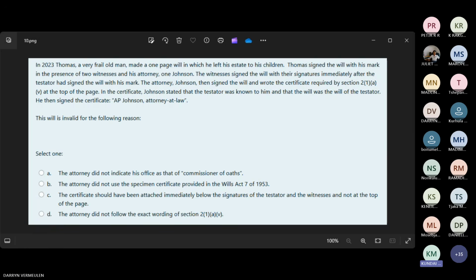I'm going to go with option A. Why do I go with option A? It's because Thomas signed the will with a mark. He used a mark. And the only time a certificate required by section 2(1)(a)(v) is needed is when a mark is used to sign the will by the testator. All right. Thank you. So that's option A.